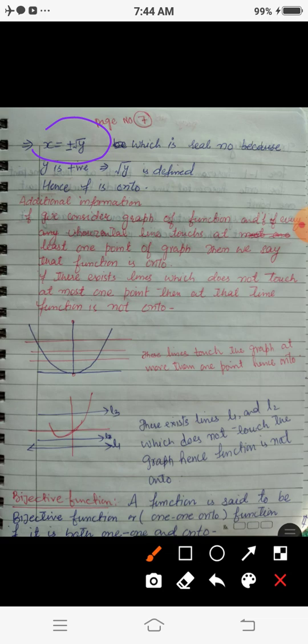But if we consider the same function f from R to R defined by f of x equals x square, and assume that this function is onto, the same situation exists, that is x equals plus minus root y. But here there are two possibilities for y. One, if y is positive, because the codomain is complete R, then x is defined, meaning x is a real number, which is true because x belongs to first R.